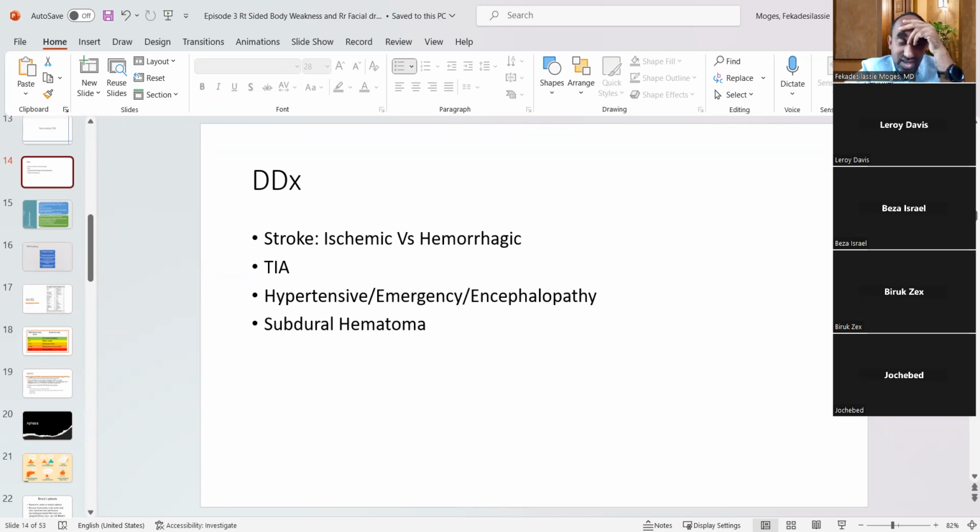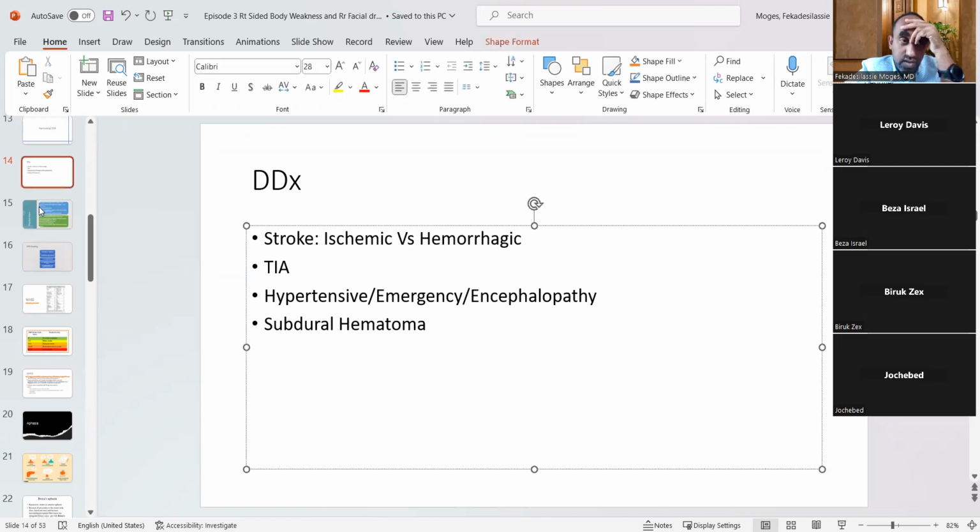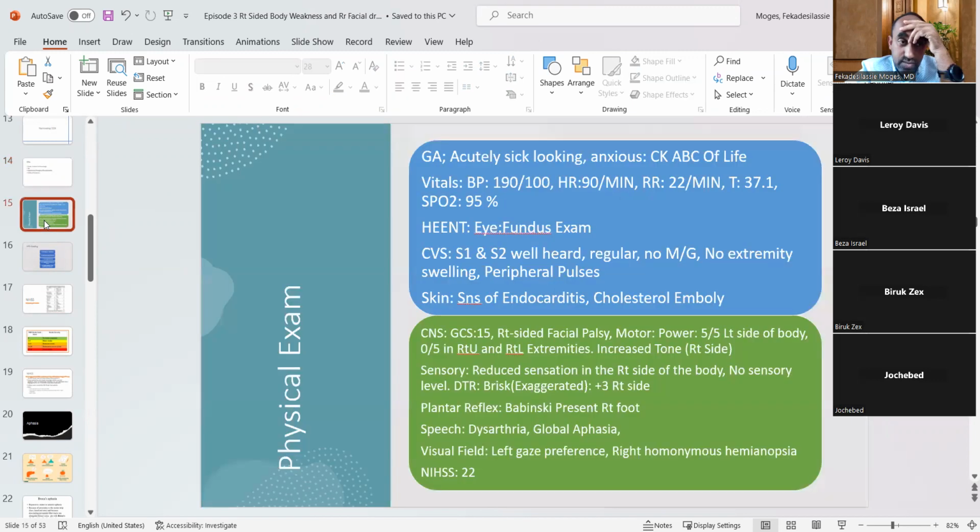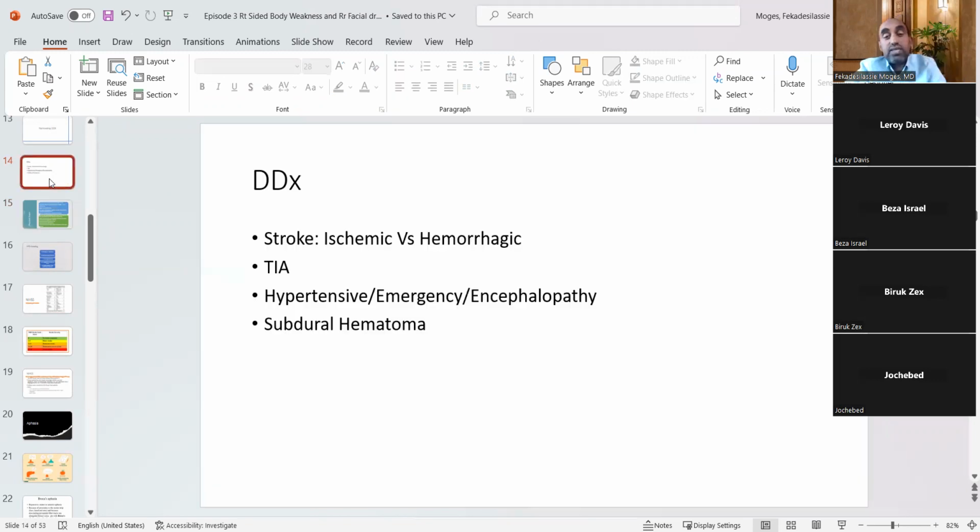What was her saturation? The saturation was 95%. Do you want to give oxygen? No, because she's maintaining her saturation. Why do you need to give her oxygen? Do you give me oxygen now? My saturation is 95, 96. Do you give me oxygen? No. She can maintain her saturation by herself in room air, so no need.